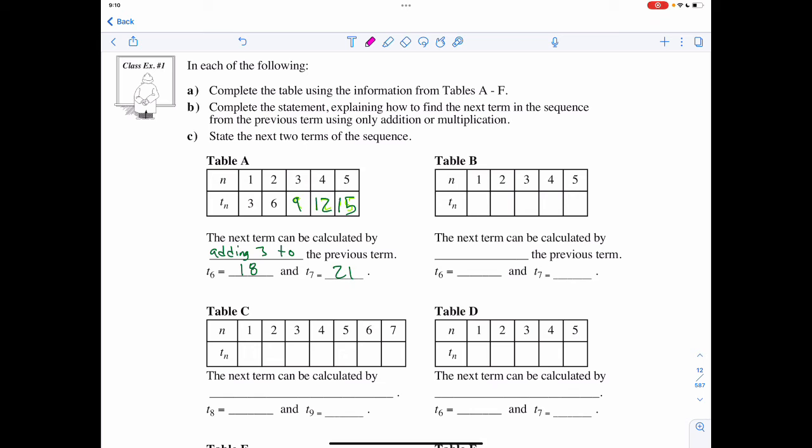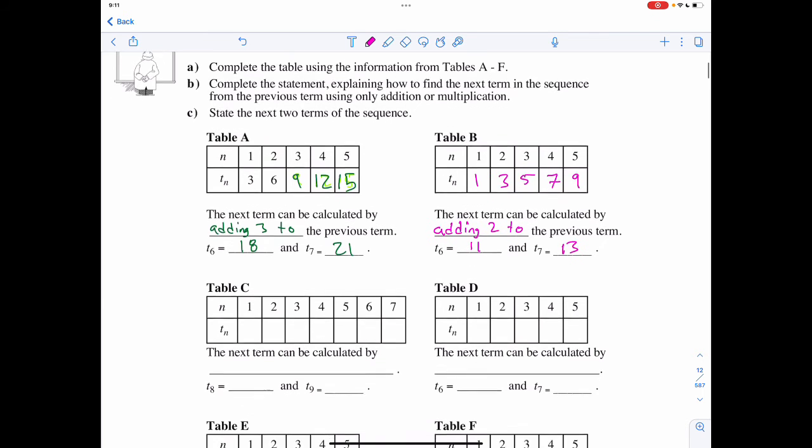For table B, it was 1, 3, 5, 7, and 9. To get to the next term, I can do that by adding 2 to the previous term, which means that term 6 should wind up being 11, and term 7 should be 13. And I just keep that pattern going.